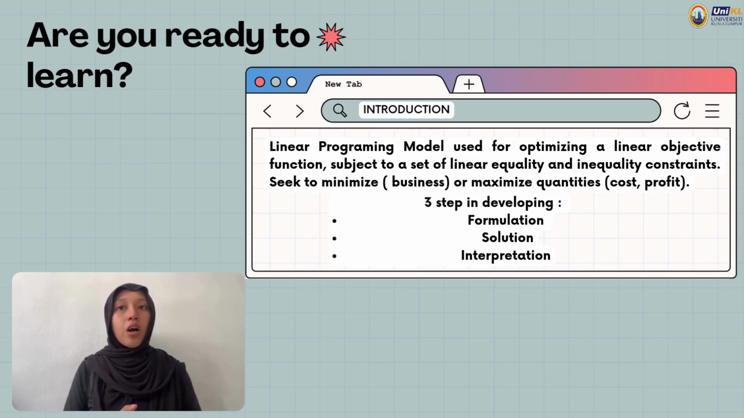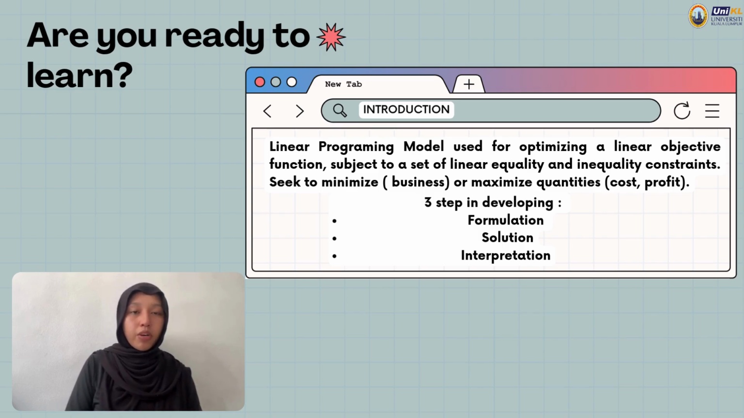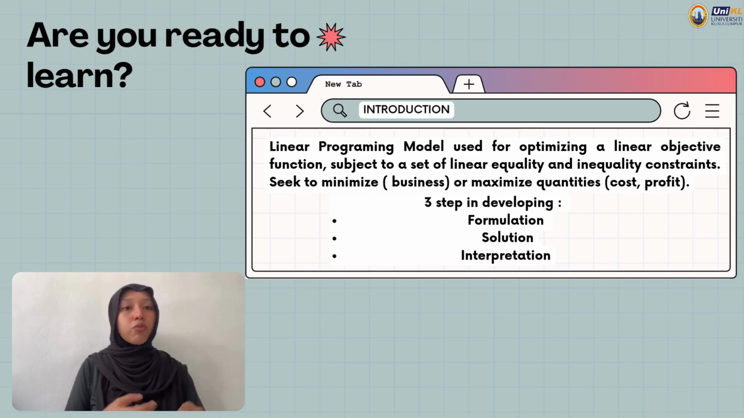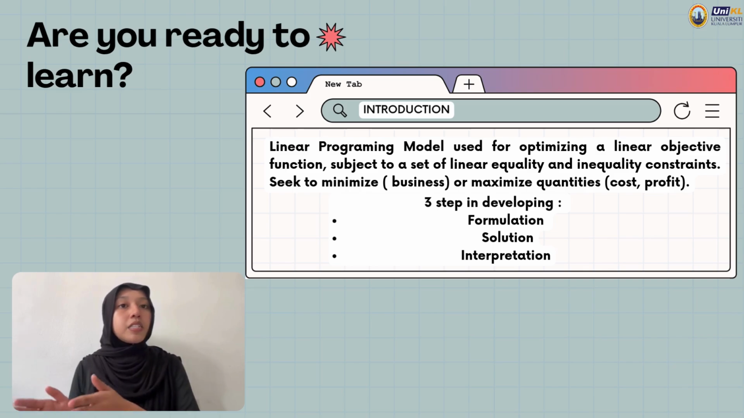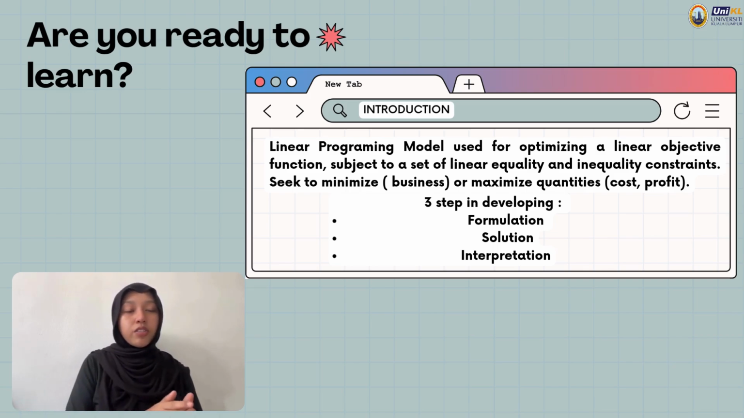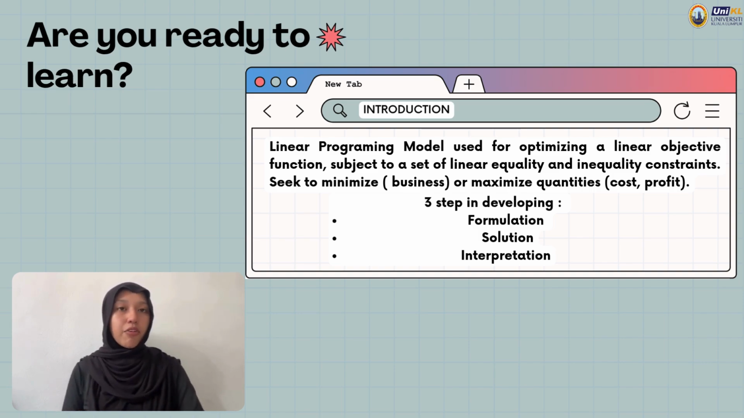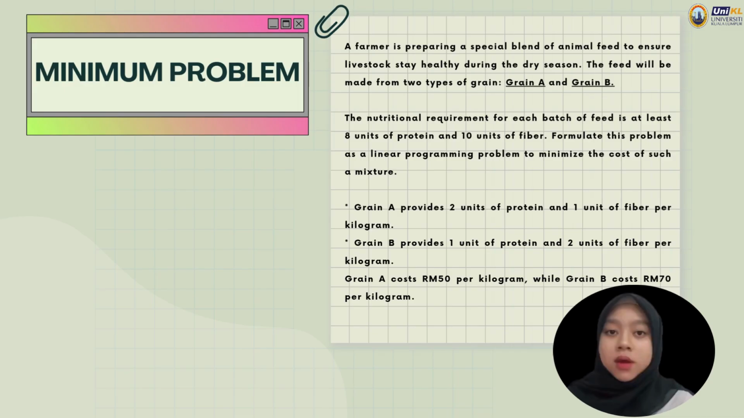So now, how do we develop a linear programming model? We have three steps for the linear programming model, which are formulation, solution, and interpretation. By the end of this section, you will have a basic understanding of how the linear programming model can help in making smart data-driven decisions. So let's dive deeper into the step-by-step process for the linear programming model.